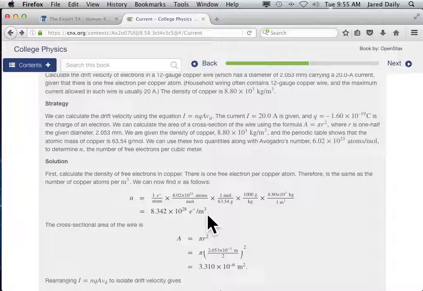So n is not just any old number, it's the number per volume, or the number of charges per meter cubed. So it takes a calculation, or it's really just a conversion. But it takes a conversion like this, where you have to know the number of electrons per atom or the number of electrons per whatever, so that you can convert that to a number of charges per meter cubed.